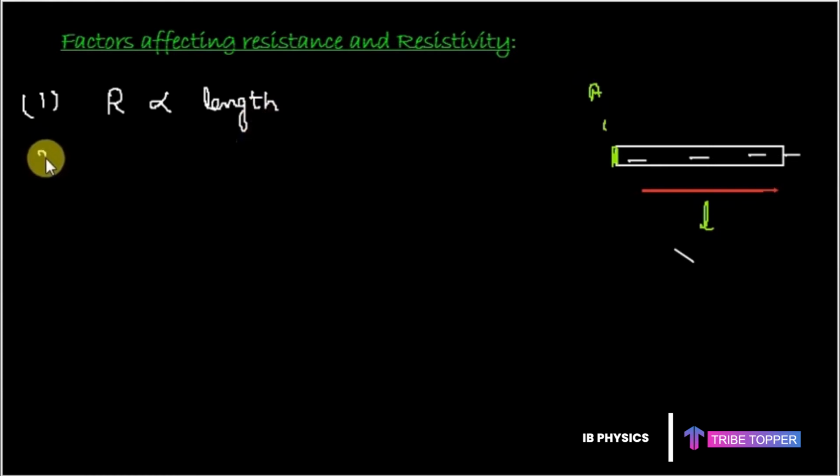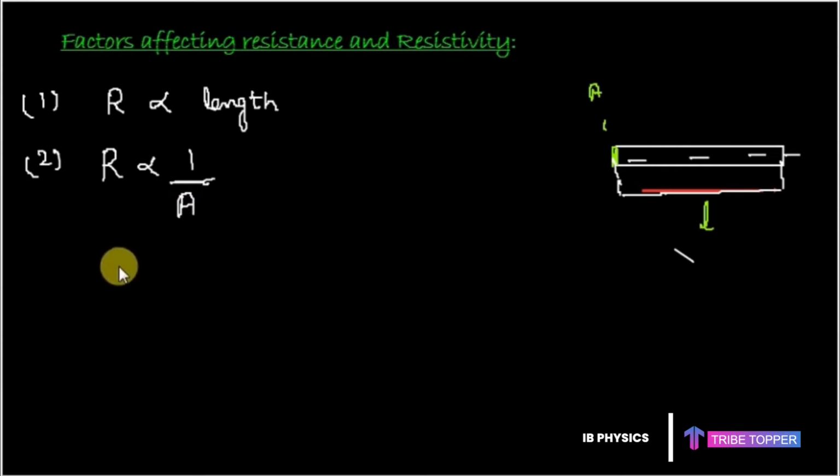The second factor would be, see, if this area is made double, don't you think the collisions would be less? Obviously, if you're driving on a wide road, the chances of collisions are less, the chances of accidents are less. So, wider the road, lesser the collisions. Similarly, thicker the conductor or more the area of cross-section of a conductor, lesser will be the collisions and hence lesser will be the resistance. Therefore, the resistance of a conductor is inversely proportional to the area of the conductor.